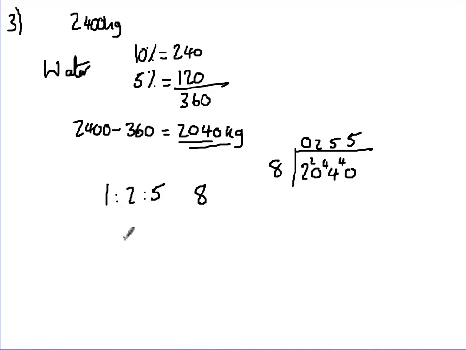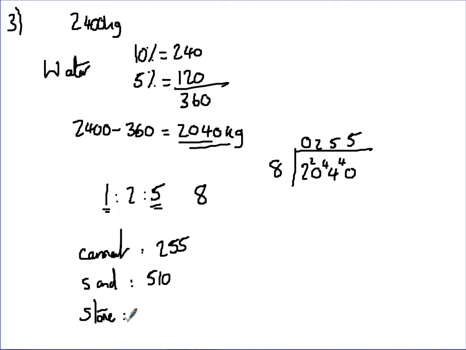So we then know that cement is going to be 255, it's just one part there, so cement is 255. Two parts then, we'll double that. Double that then gives you the sand, which is 510, and then you've got 5 parts, so times this number by 5, and that will give you the stone, and the stone will then be 1,275 kilograms.